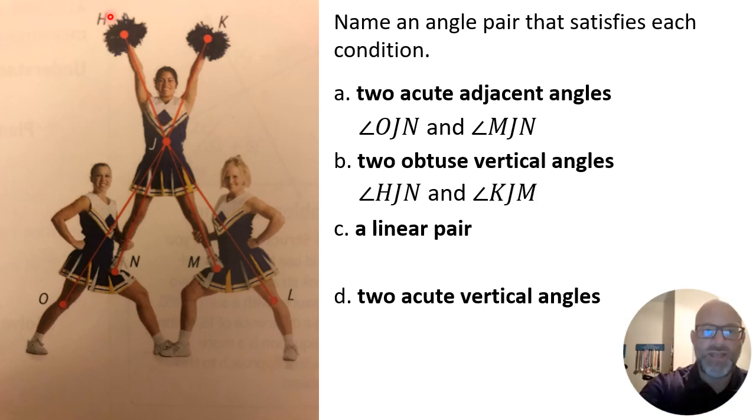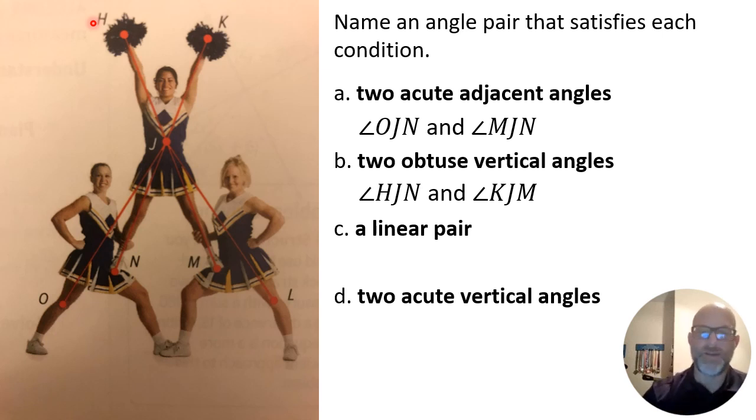HJN and KJM. Notice both are obtuse, and they clearly are formed by the intersection of two lines. They're not adjacent, therefore they are vertical.